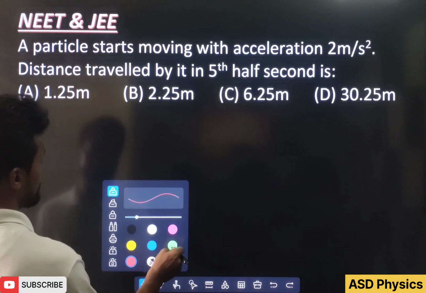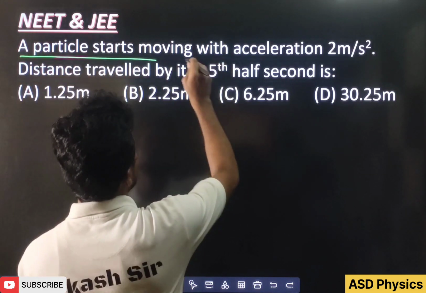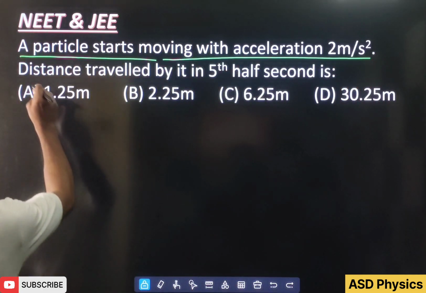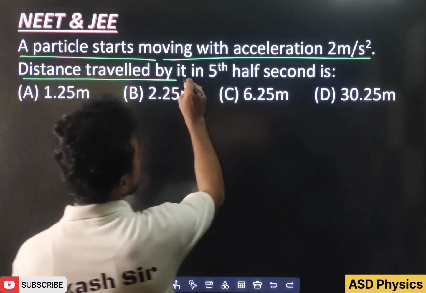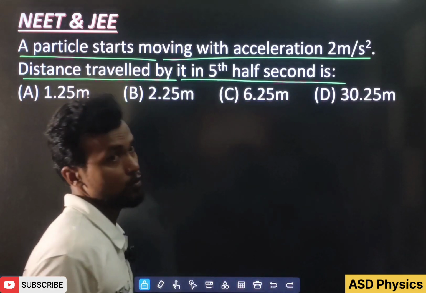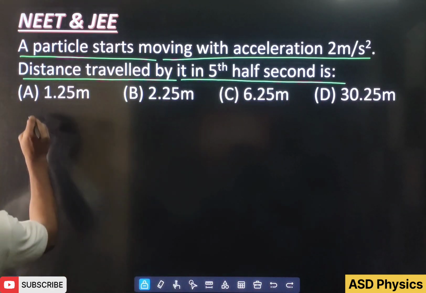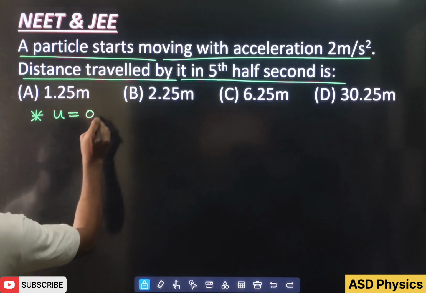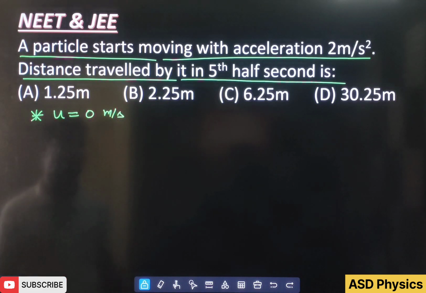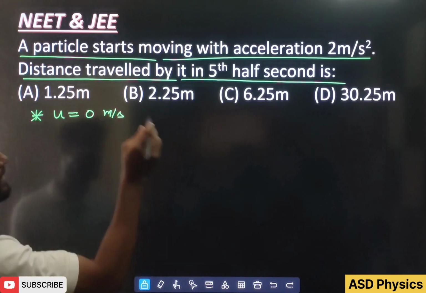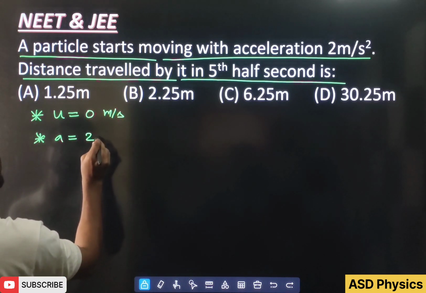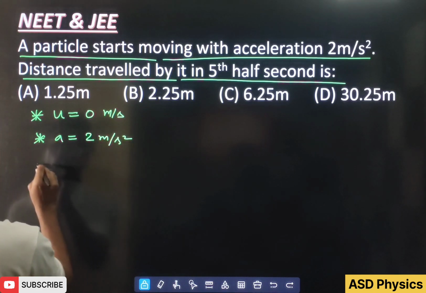See, very basic question. A particle starts moving with acceleration 2 meter per second square. Distance traveled by it in fifth half second. What are they telling? Fifth half second. So remember that it starts moving, that means u equal to 0 meter per second. Acceleration, how much is given here? Can you see here, students? It is given here a equal to 2 meter per second square.